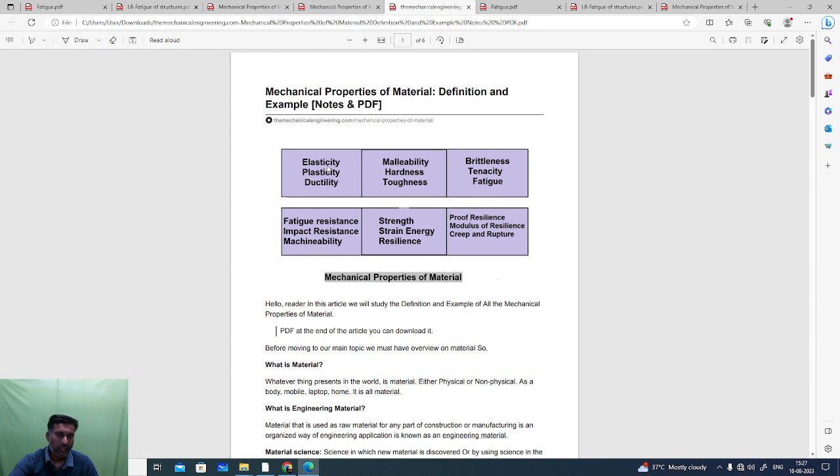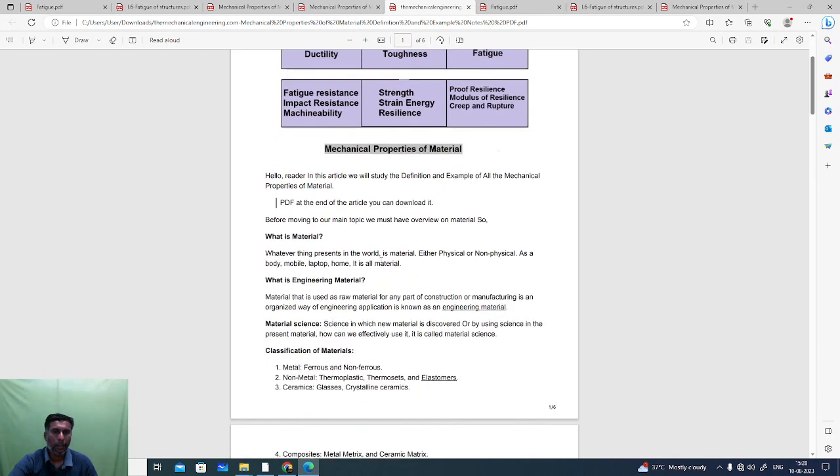Elasticity means the material regains its original shape. Plasticity means it does not recover the original shape. Ductility is the ability of a material to withstand force. Malleability means it can be hammered or rolled. Hardness is also the resistance to impact. Toughness is the ability to resist internal or external force. Brittle material, tenacity, fatigue. These are all the classification.